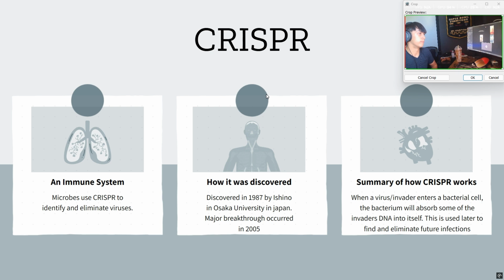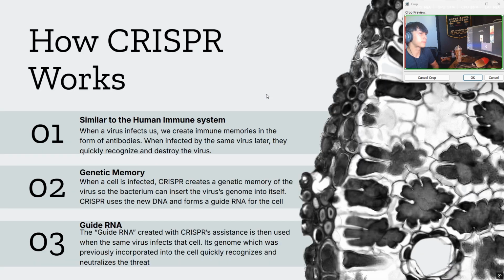And CRISPR is an immune system. It's similar to ours. Microbes use CRISPR to identify and eliminate viruses. It was discovered in 1987 by Ishino at Osaka University, Japan, and its first major breakthrough occurred in 2005. A basic summary of how CRISPR works is when a virus invader enters the bacterial cell, the bacterium will absorb some of the invader's DNA into itself, and then when the exact same virus comes in later to invade it, it will instantly find and eliminate it because it literally absorbed it into itself.